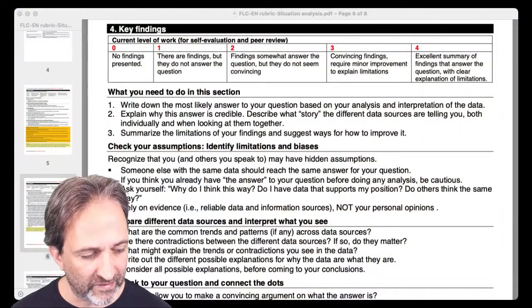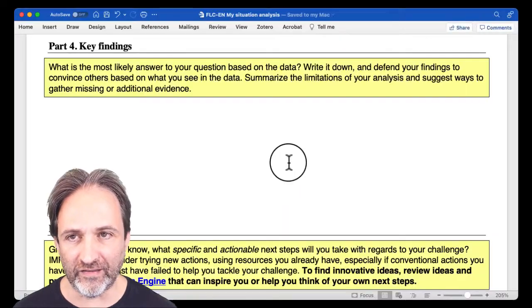I'm glad that you're still with me, and I hope you've made good progress on your situation analysis. Because remember, you start by describing your situation in relation to your challenge and focusing on elements of your situation that are going to help you answer your question. You identify, you describe your data sources, you're clear about your limitations, but now it's about the findings.